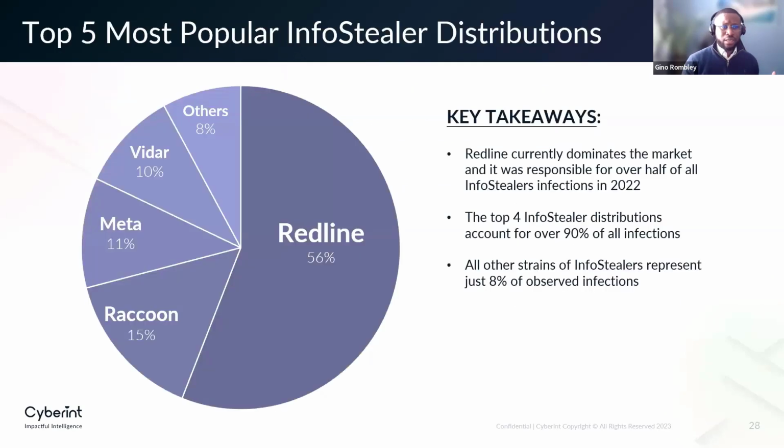Now, what we see for 2022 is that the top 5 most popular information stealers are led by Redline, together with Raccoon, Meta, VDAR, and others. And the other strains represent just 8% of information stealers. It's a lucrative business and it's really well maintained. Hackers can leverage this whenever they want to, and have a guaranteed service to help them if they have any issues with the malware stealer.